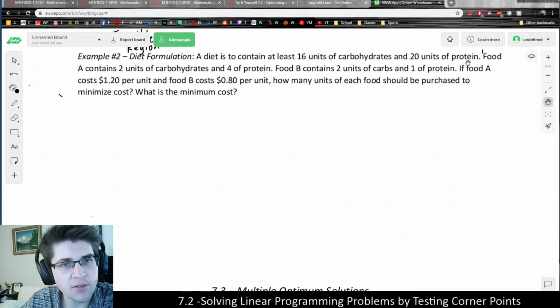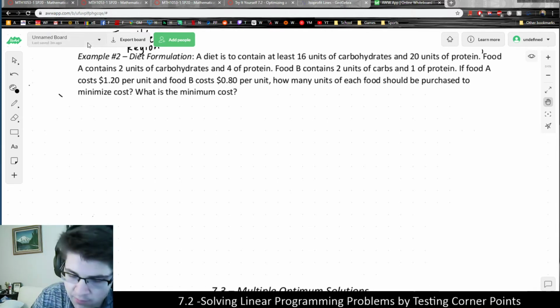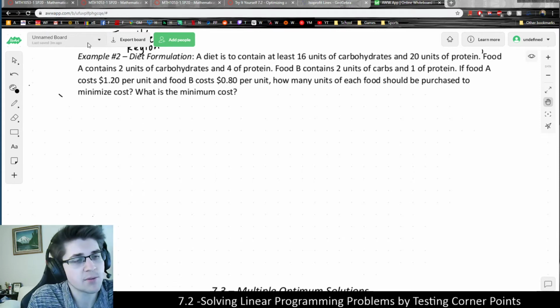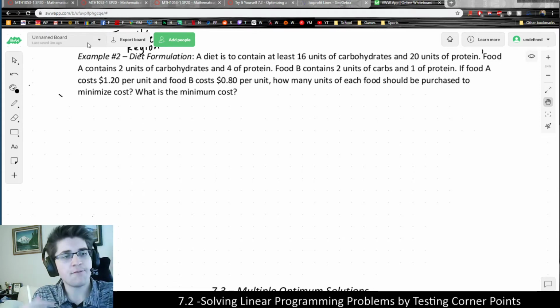Additionally, we have another statement that food A costs $1.20 and food B costs 80 cents per unit, and that would factor into the cost. Since that's what we're trying to minimize, that's going to be our function. So we could write that right off the bat. And it's probably smart, before we start writing equations and inequalities, to write down our variables. What is it we're trying to solve?